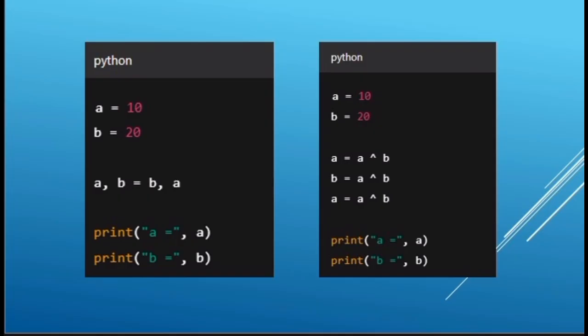The arithmetic method uses addition and subtraction to rearrange the values without a third variable. The tuple swap is the cleanest and most Pythonic way, leveraging Python's ability to unpack multiple assignments, right? The XOR method is a clever trick using bitwise operators, often used in lower level programming also. All these methods efficiently swap the values without using extra space. So this is how it works.